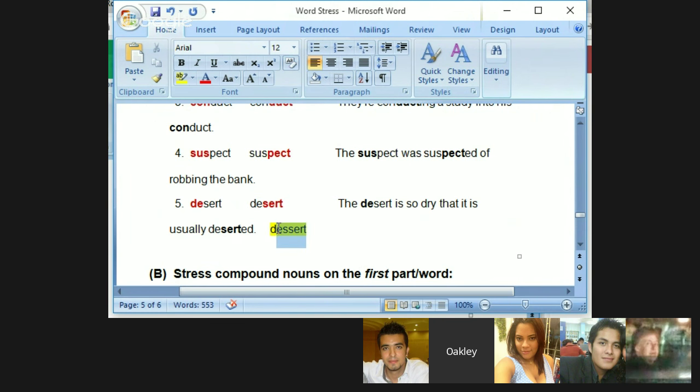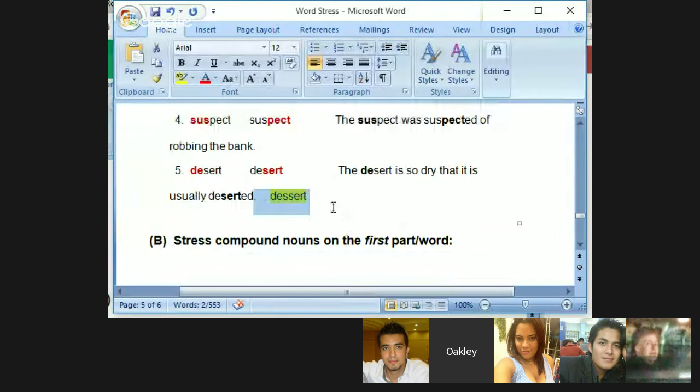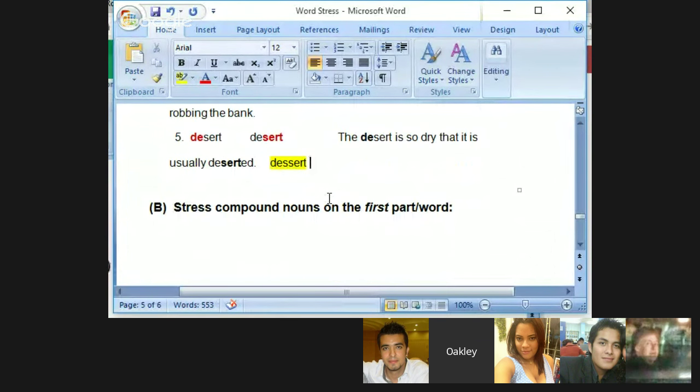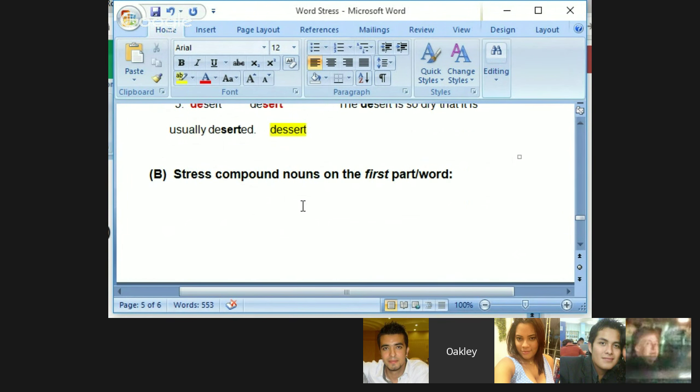It's pronounced more like the verb, but this does not have a verb form. It's a noun. Do you like dessert, Halen? Yeah, of course. Who doesn't? All right. Dessert sounds more like the verb form of the word.